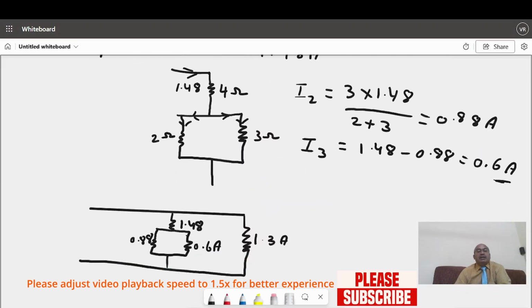This is called the total current, 2.78 amperes, and this is 1.3 amperes. This is the answer. This is the way to calculate for series parallel circuits and all these things. Very easy.